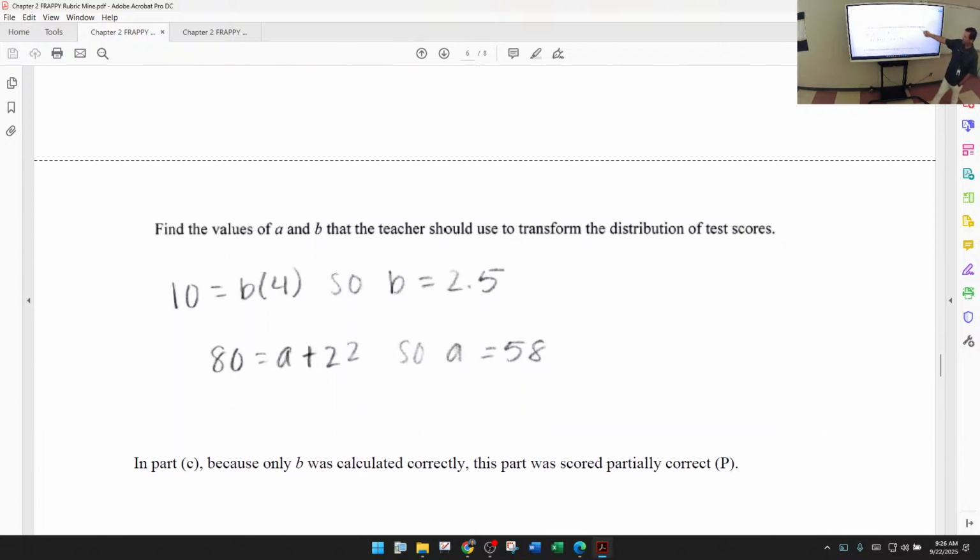This student said 10 is equal to B for 10, so B is equal to 2.5. 80 is equal to A plus 22, so A is equal to 58. In part C, only B was calculated correctly. This part was scored a P. So you had to basically show some work to get the 2 values, and if you got the 2 values, you got an E.